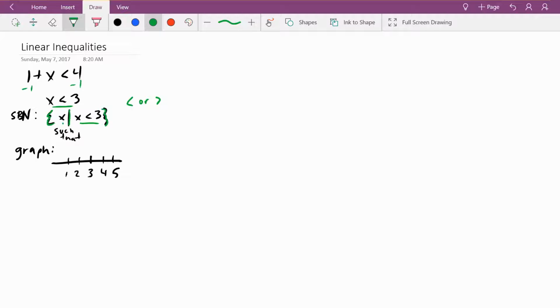there are two ways of doing it. You could either use parentheses or an open dot. More on that in just a second. If we have lines underneath, so the less than or equal or greater than or equal, we use brackets or we fill in with a solid dot. There's no line underneath this for our solution: x is less than 3.